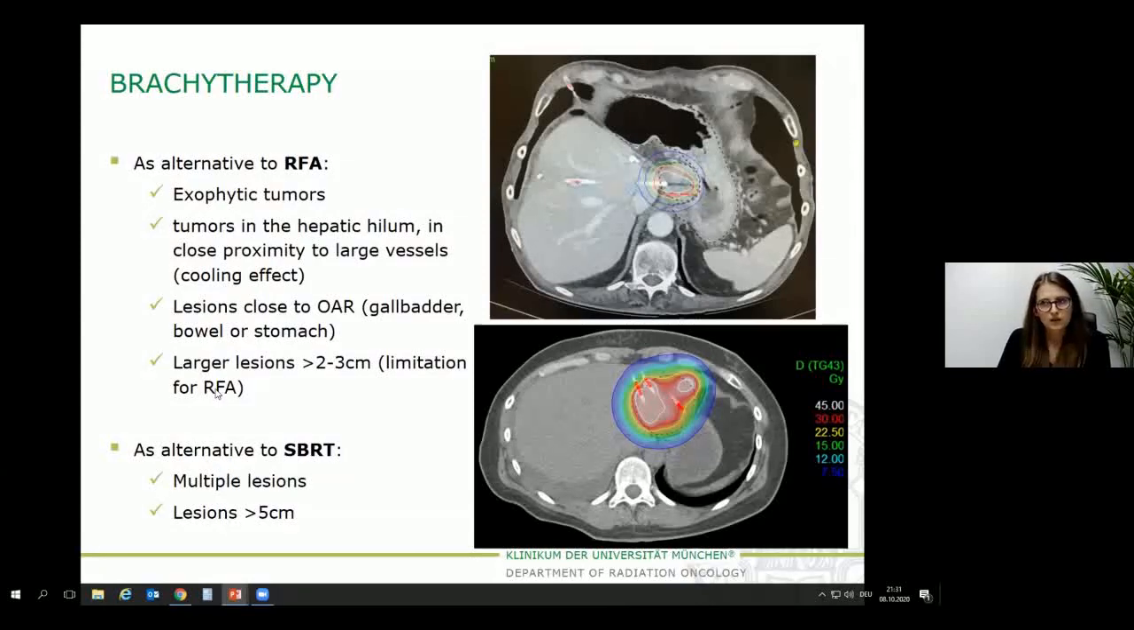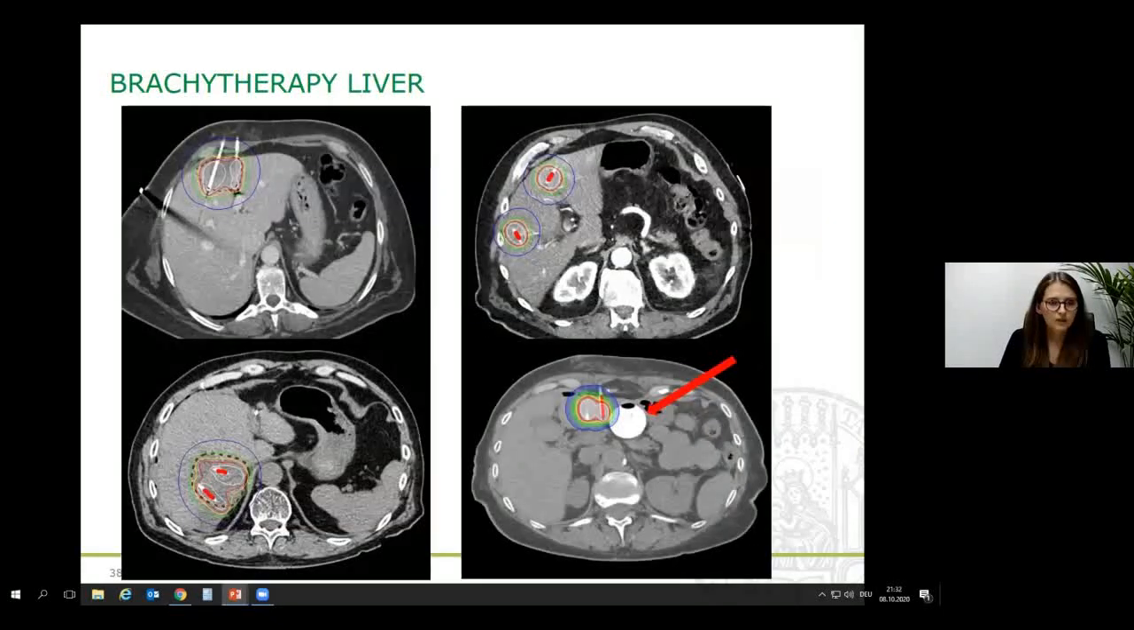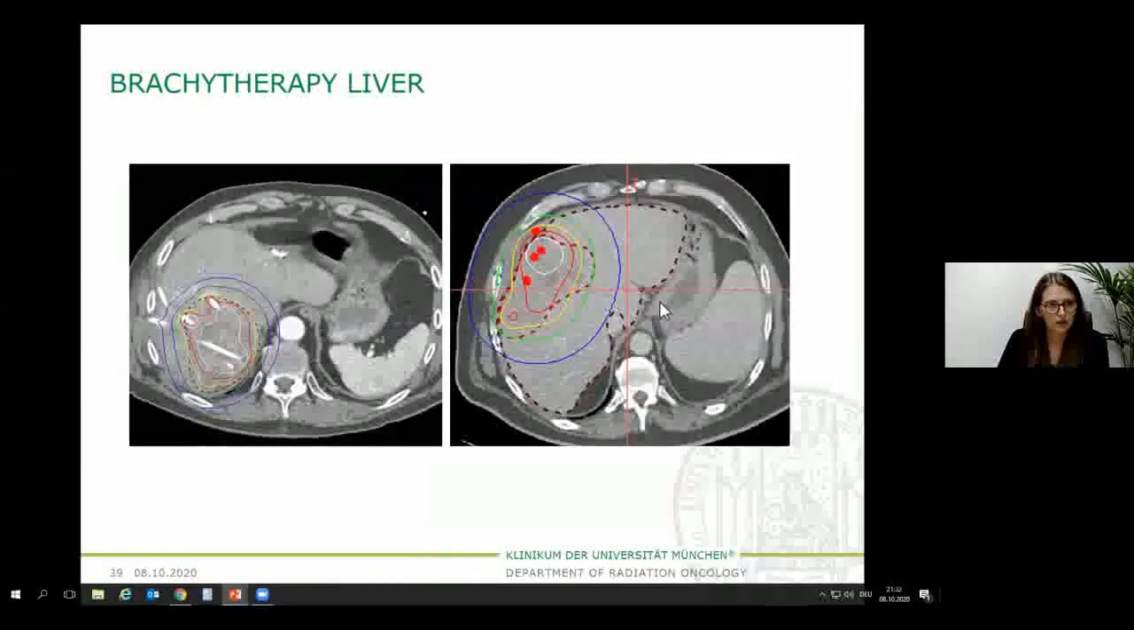We use it as an alternative to SBRT, mainly in cases where we have multiple lesions or very large lesions. Here are some examples, as you can see here in the upper right image, where we have 2 lesions, or here below a lesion which was very close to the stomach. And here we also put a balloon in to push the stomach away from our dose. So that's also something you can do. Here I have 2 examples of some very large lesions, and you can see you need more catheters, but that's also doable.